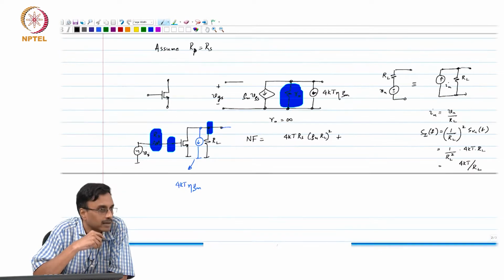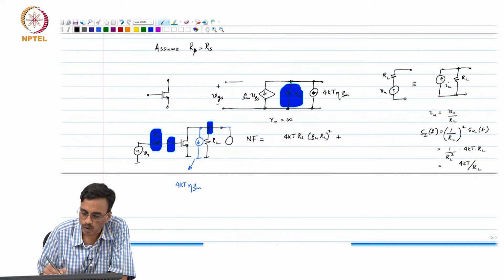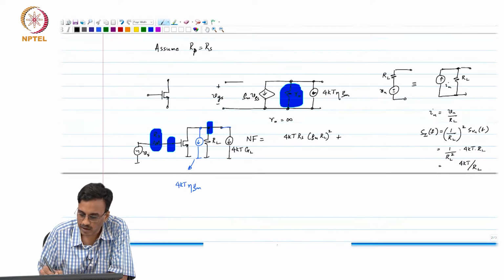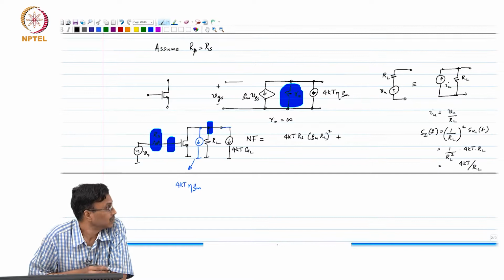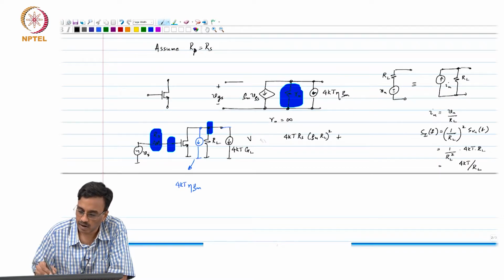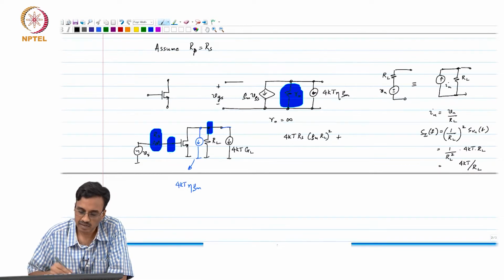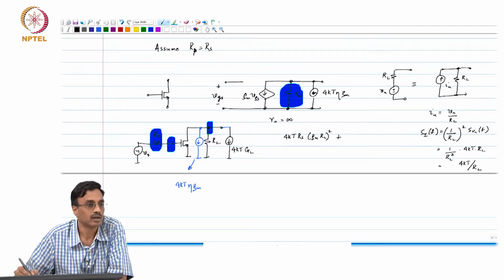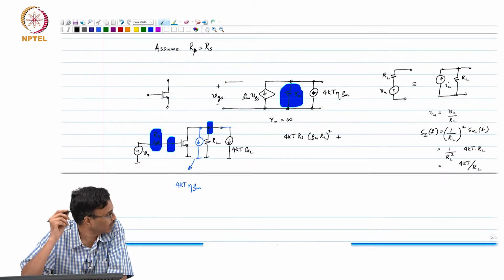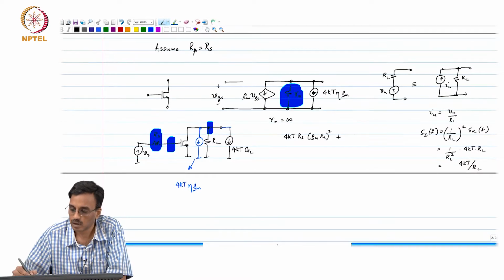That makes sense, guys? So we have two noise sources here, one which corresponds to the transistor, and one that corresponds to the load, which I am going to call 4kT GL. So, what is the total noise at the output therefore? This is the input source plus, what is the total noise voltage at the output now? Yes, Danish?